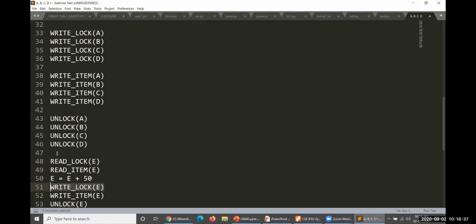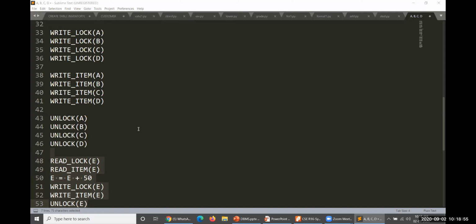After doing this, if you want to acquire a read lock on another database item, then you have to write a separate transaction. Do not include it within this particular transaction. So that is what you need to remember here.